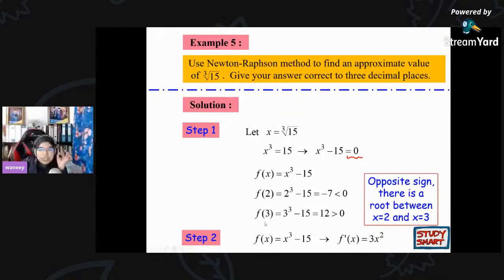So I already tested x equal to 2 and x equal to 3. So my initial value is somewhere in between 2 and 3, of course. So what is the number between 2 and 3? You can choose any number, it doesn't matter. So I choose 2.5 because that is the easiest one. I'm adding 2 to 3, so 2 plus 3 over 2. So that is how I get 2.5. Once we know the initial approximation, you have to substitute into the formula.